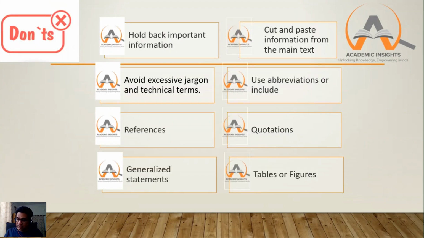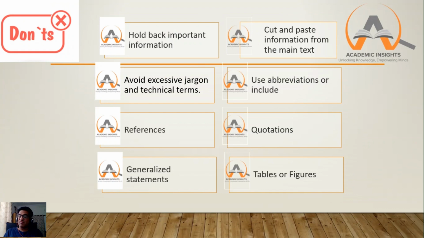Now, a few things which we do not need to do while writing the abstract. First, don't hold back the important information. Some researchers and students hide certain methodological aspects of the research study. They don't want to write them in the abstract. You do not hold back the important information.